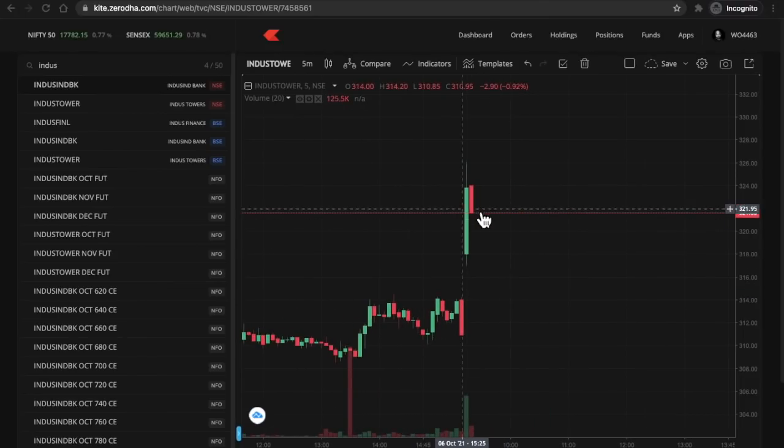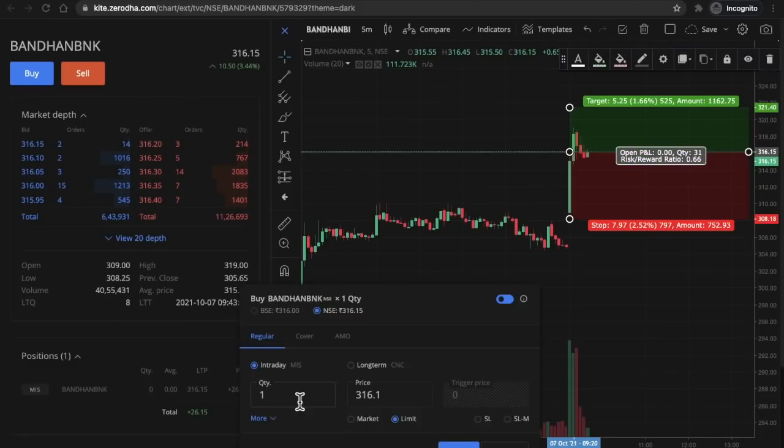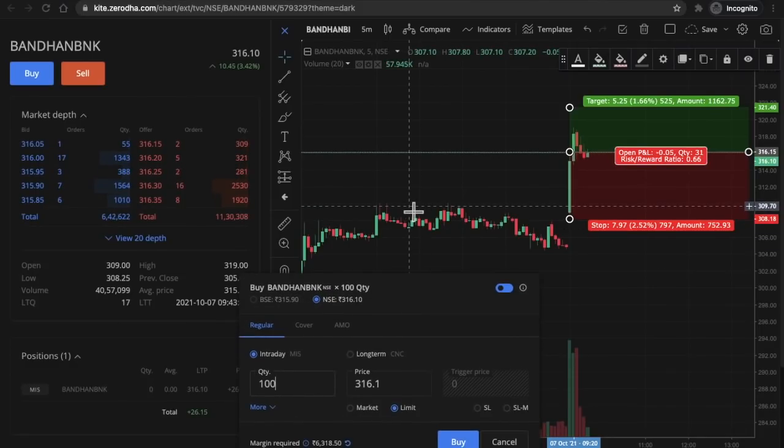But when I checked Indus Towers, the second candle did not break the first candle's high. So in this case, our entry would not have got triggered at all because our entry is a little above the first candle's high. So I decided to trade in Bandhan Bank because it looked more promising. Now what I did was I waited for the price to come back to the first candle's high level and then I placed a small buy order of 100 quantities.